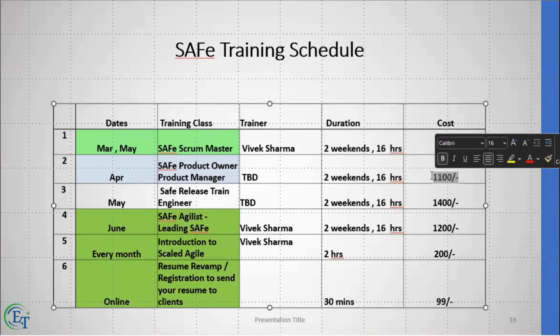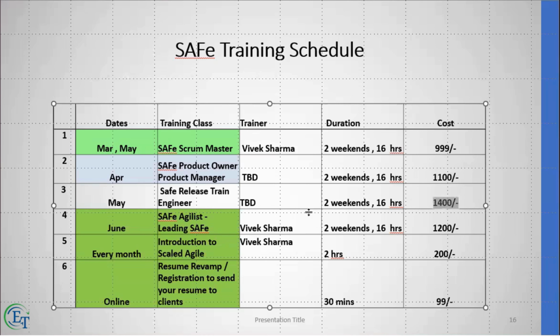So I train you for the exam. The test is administered by Scaled Agile, but obviously after you've taken the training and the contact hours with me, it is pretty easy to clear these tests, and you would obtain the certification on the same day as you clear the exam. The Safe Release Train Engineer course is around $1,400. The Safe Agilist Leading Safe course is around $1,200.